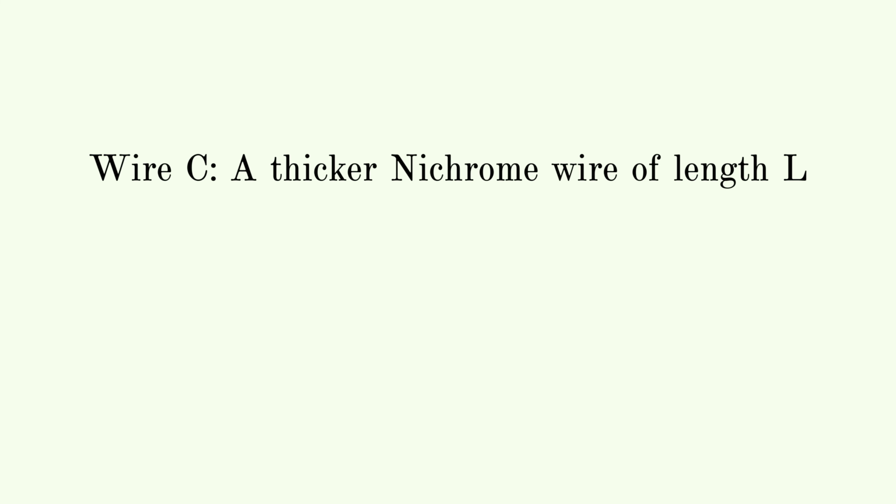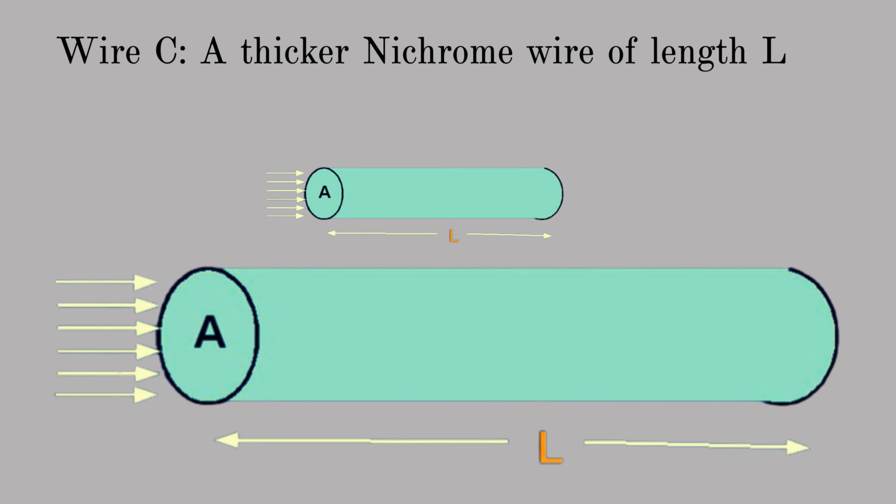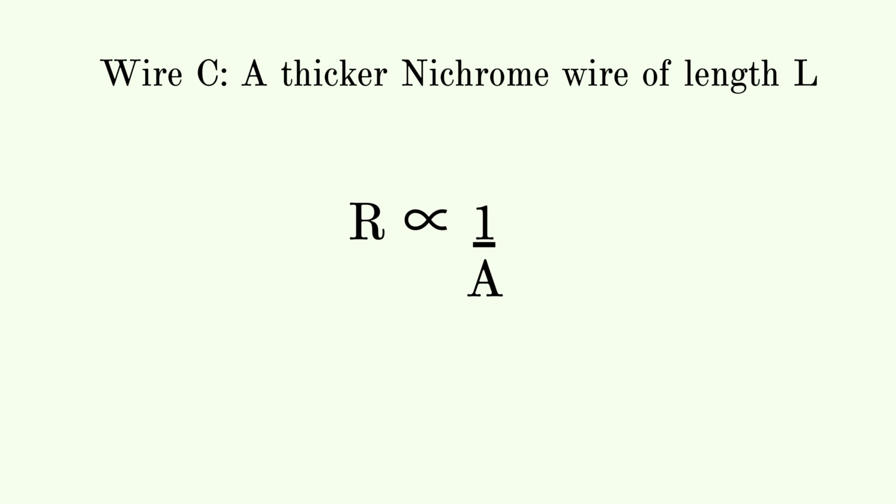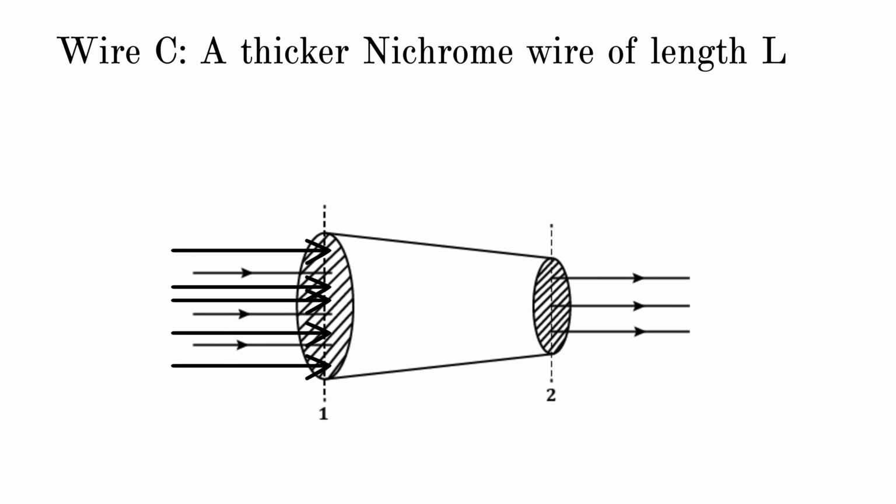Now let's observe what happens to wire C, which is a thicker nichrome wire of length L. A thicker wire means a wider cross-sectional area, right? Resistance is actually inversely proportional to the cross-sectional area. Let us understand how this is happening. In other words, the wider the cross-sectional area, the easier it is for the current to travel through. You can imagine it like a narrow door versus a wider door.